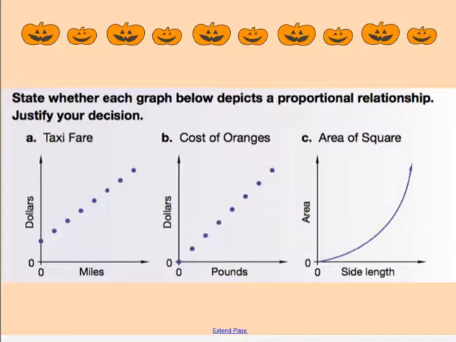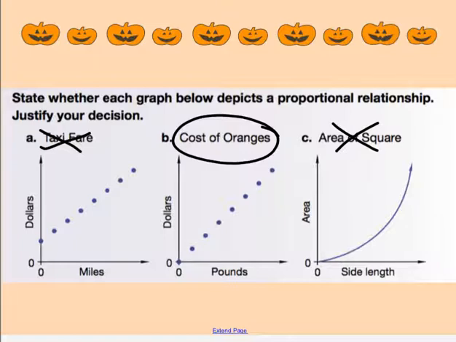State whether each graph below depicts a proportional relationship. Justify your decision. So A, it's a straight line, but does it go through the origin? No. So A is not a proportional relationship. Cost of oranges, it's a straight line, goes through the origin? Yes, that is a proportional relationship. Area of a square, it goes through the origin, but unfortunately it is curved, so no, that is not a proportional relationship.